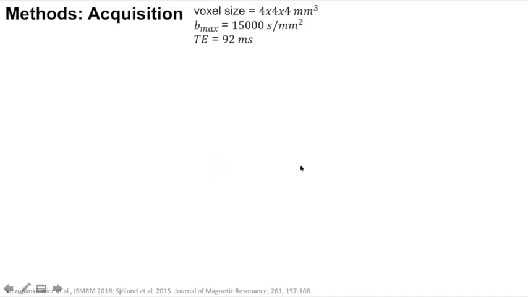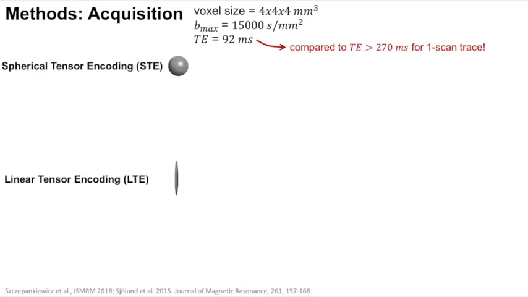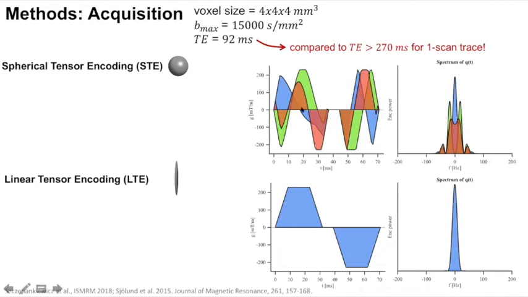So these are the acquisition parameters. We went with quite big voxels, which is similar to the previous study I showed. We went up to much higher B values, and our echo time was relatively short. If you compare that to the standard scan, a one-scan trace image that makes use of pulse gradients, that would give you an echo time of 270 milliseconds. So we managed to significantly reduce the echo time. We acquired spherical tensor encoding, or isotropic encoding, and linear tensor encoding, which is the standard tensor encoding. And here are the waveforms.